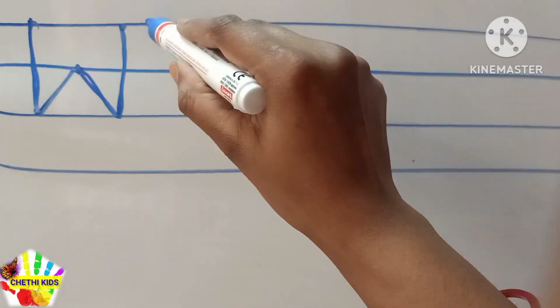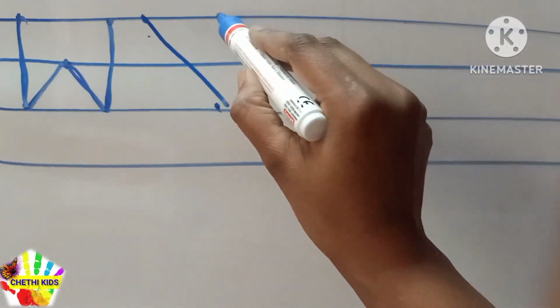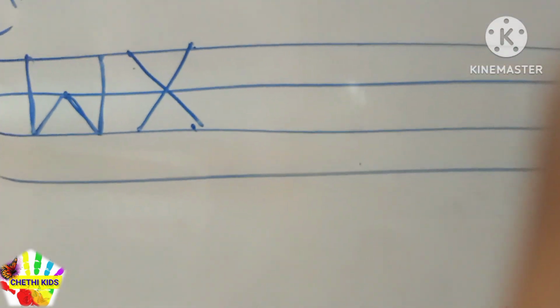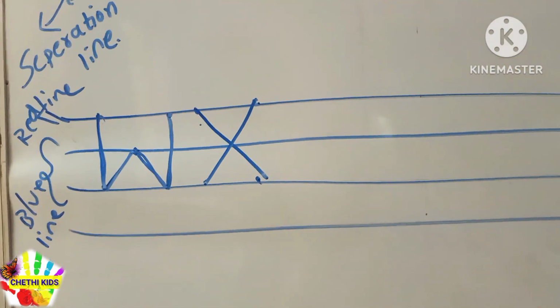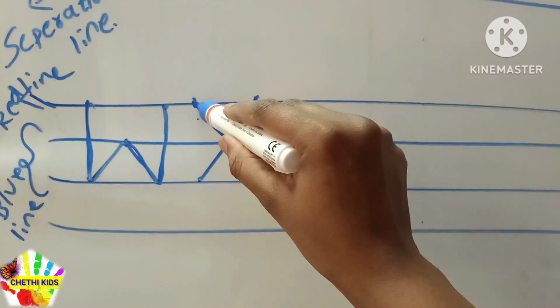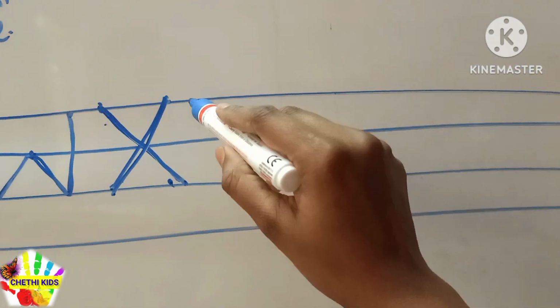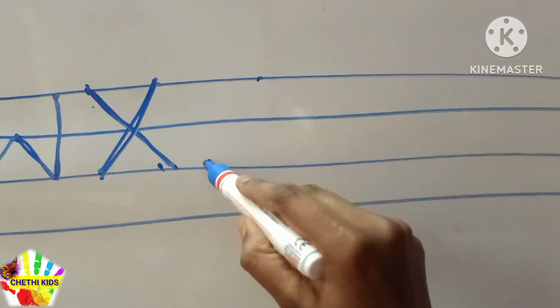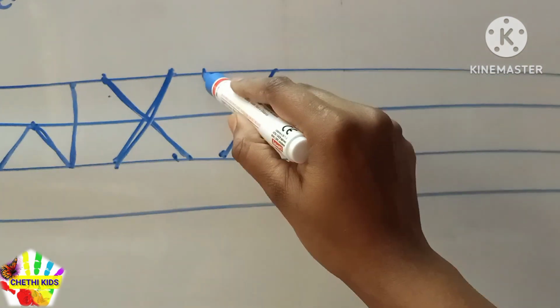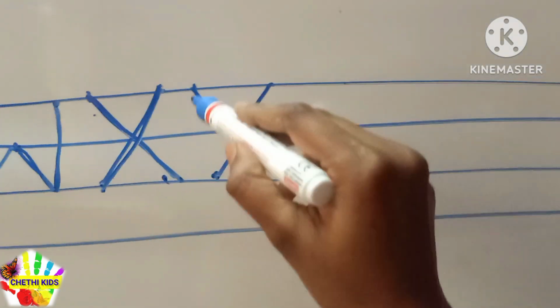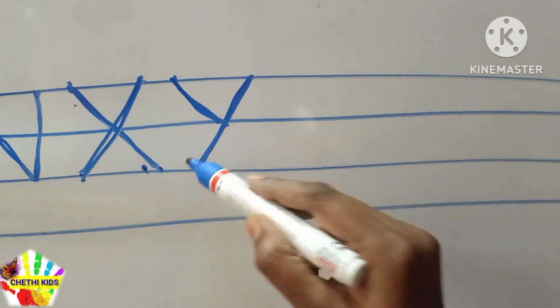Next, X. Red line to blue line, slanting line, and red line to blue line, cross slanting line. This is capital X. Red line to blue line, cross slanting lines, two slanting lines. Next, Y. Red line to blue line, cross slanting line. Next, red line to half blue line, slanting line. This is Y.